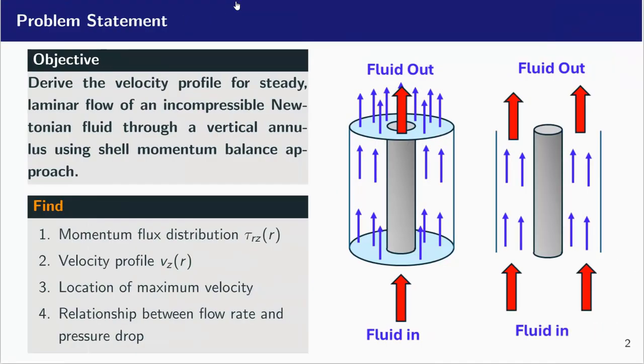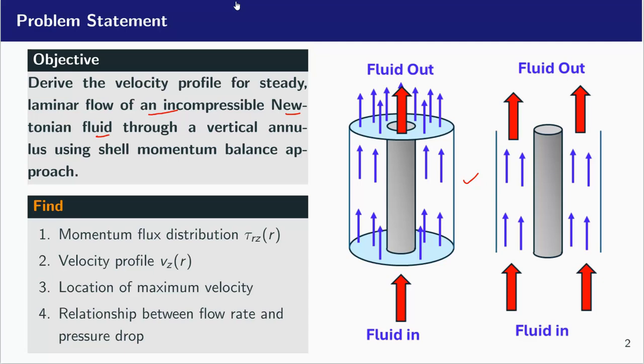Now here is the problem statement. Derive the velocity profile for a steady laminar flow of an incompressible Newtonian fluid through a vertical annulus using the shell momentum balance approach. On the right-hand side you will see two concentric pipes, and in the annular space fluid is flowing.